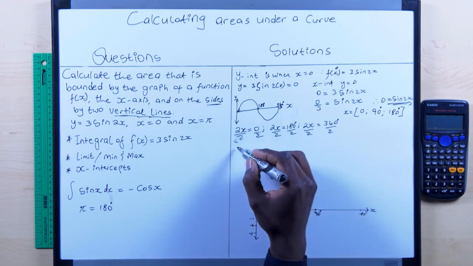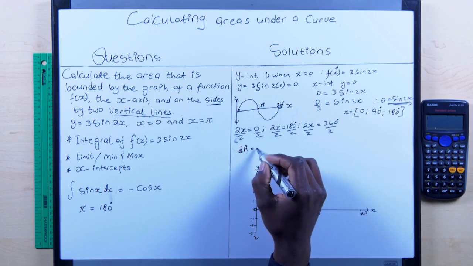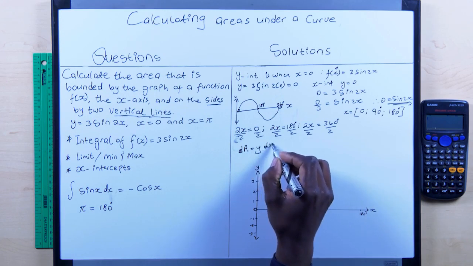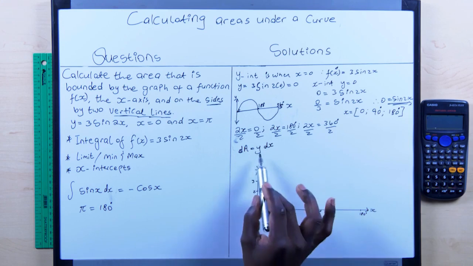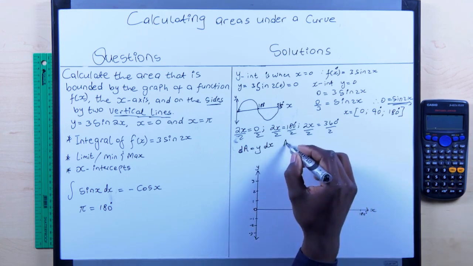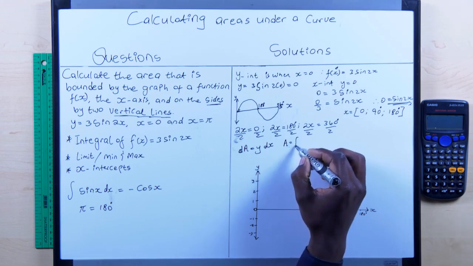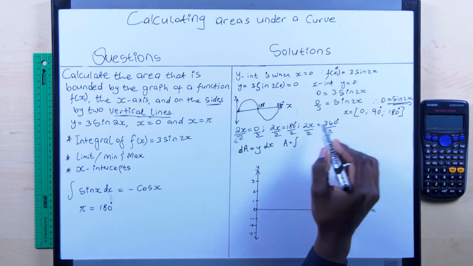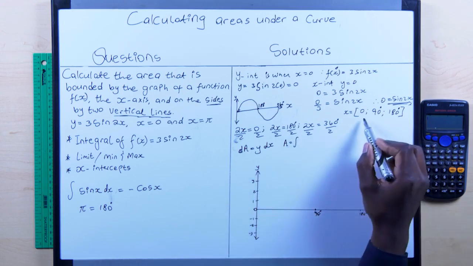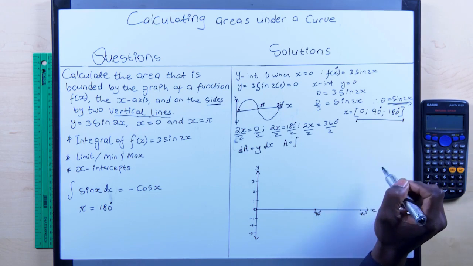Now that we've found our x-intercepts, we can go on to understand the question. We want to find the area under the curve. So we want to integrate y with respect to x. That then gives us our area with our maximum and minimum. That's why we found these intercepts. Where does it cut our function?